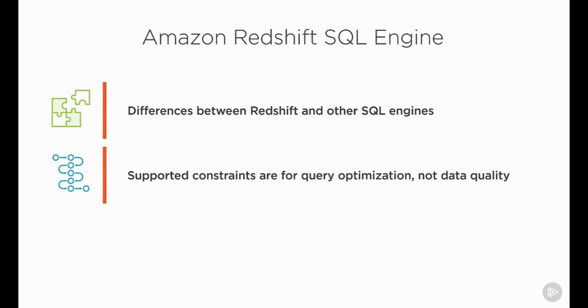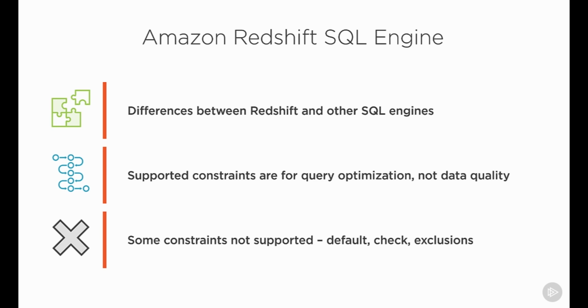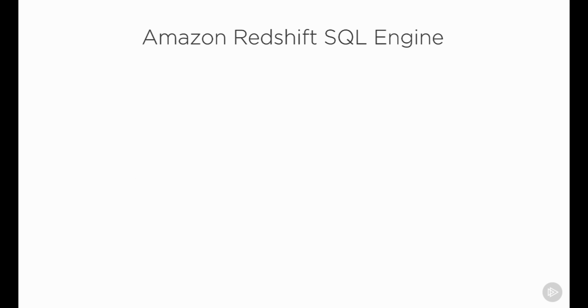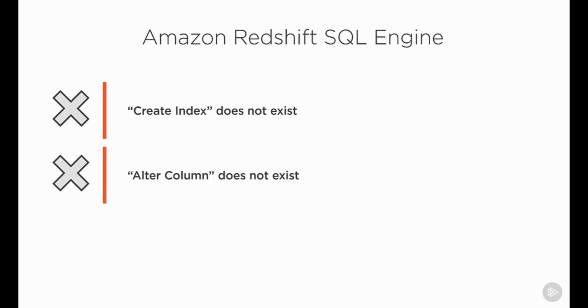Other constraints that you might be familiar with are not supported at all. Some examples include the default constraints or check constraints or exclusions. Now, because this is column-oriented data, index creation, as you're probably familiar with it, is also not supported. Further, you cannot alter columns. There is no alter column statement. Once a column is created, your option is to live with it as is, or drop it and then add a new one that has the definition that you desire.